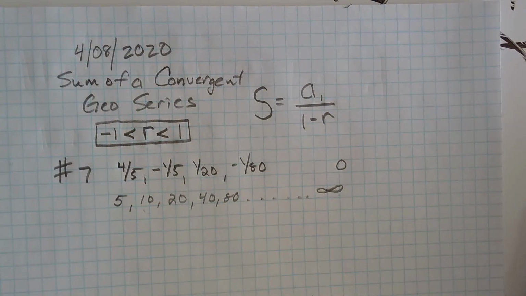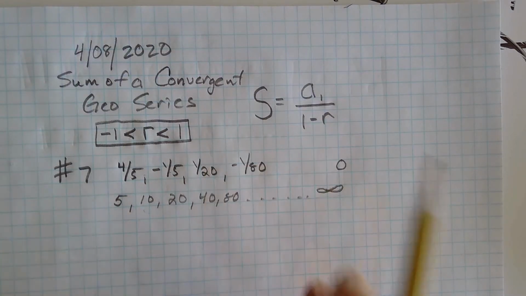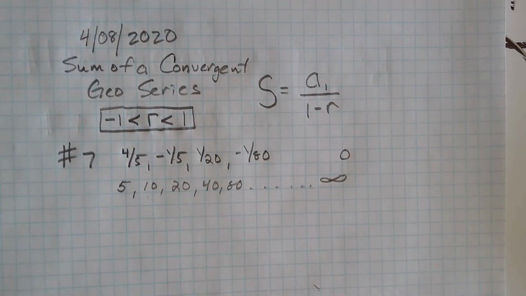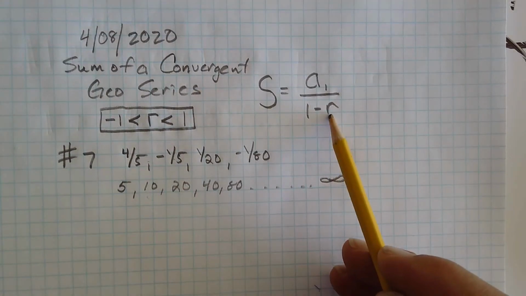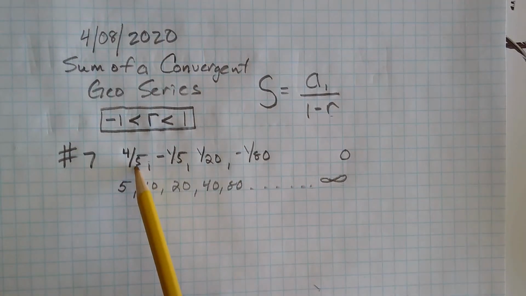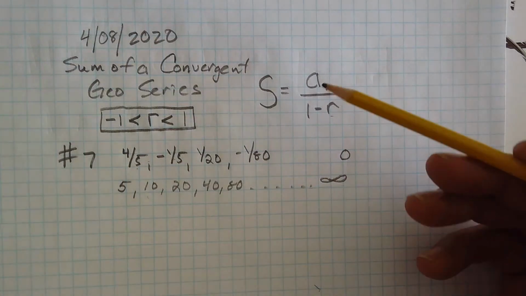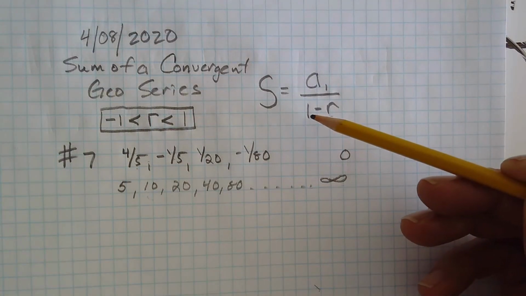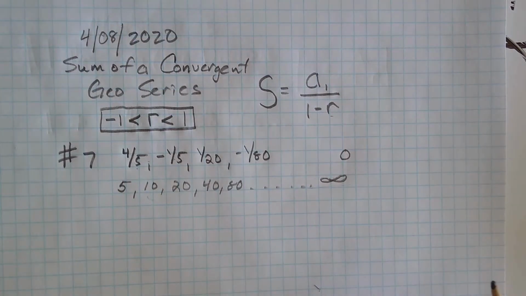Okay? So what we're going to deal with, though, is convergence. So these are going to converge on a certain total. And what you have to do is you simply have to find the ratio, because for our examples we're given the first term. So we're going to take the first term and simply divide it by 1 minus the ratio.